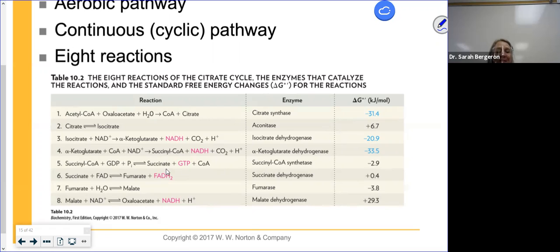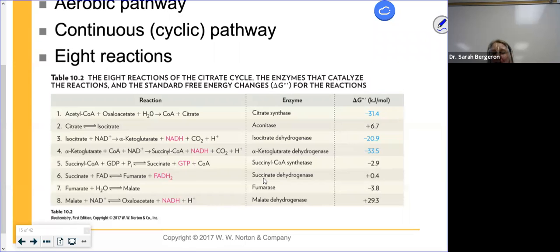Succinyl-CoA synthetase. Synthetase is one where you are actually involved with a triphosphate, an ATP, a GTP, something like that, right? Because you can have a synthase and you can have a synthetase. They're very, very similar though. So we're going to make our GTP here, and we're going to have succinate as our product.